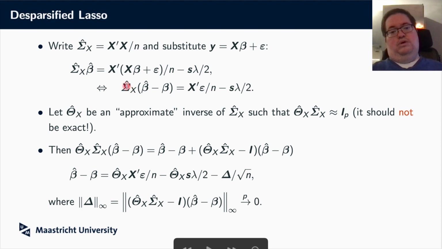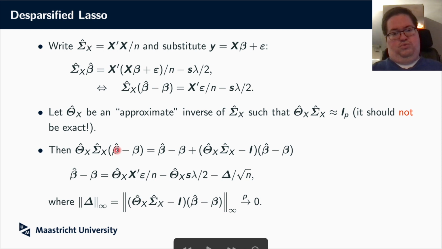Now, if you could take an inverse of this thing, well then you can just pre-multiply with the inverse. You get something beta hat minus beta, and you get something here which looks good because x prime epsilon will give you normality. But of course we can't, given that this is high dimensional, it will not work. But let's assume we can find an approximate inverse, call that thing theta hat x, such that if you pre-multiply sigma hat x with theta hat x, you get something close to the identity matrix, but not exact. And in fact, we don't want it to be exact.